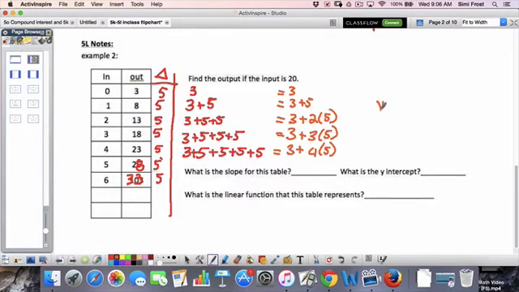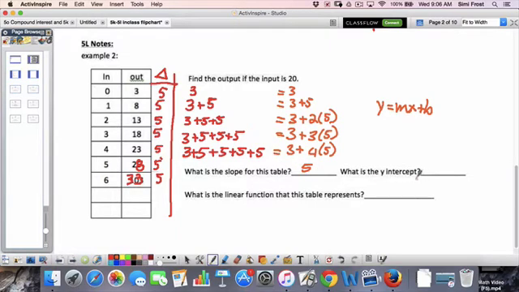Well, this looks a little bit like y equals mx plus b. So what's the slope? Well, what's the change in y over x? If these are y's, so we're changing 5 each time, and x we're changing 1. The slope for this table will just be 5.